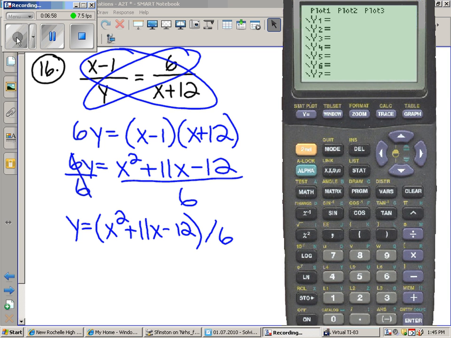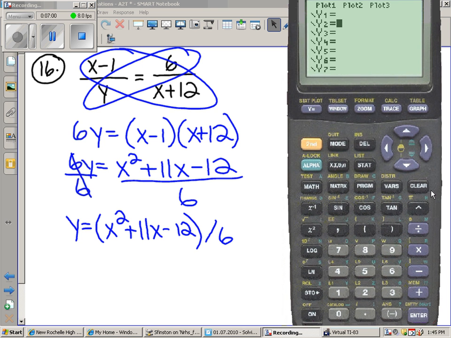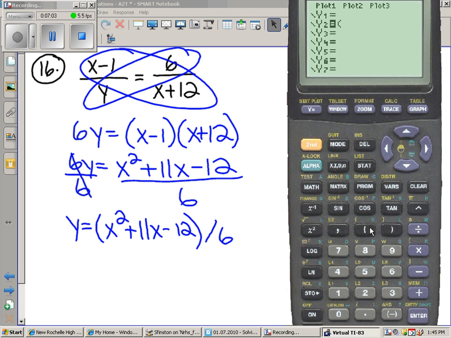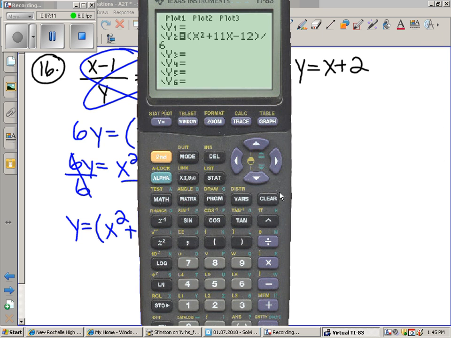So now that we got our answer, let's plug it into our calculators. Let's find the answer. So what do we got? We got x squared plus 11x minus 12 divided by 6. And then in the other line, what do we got?